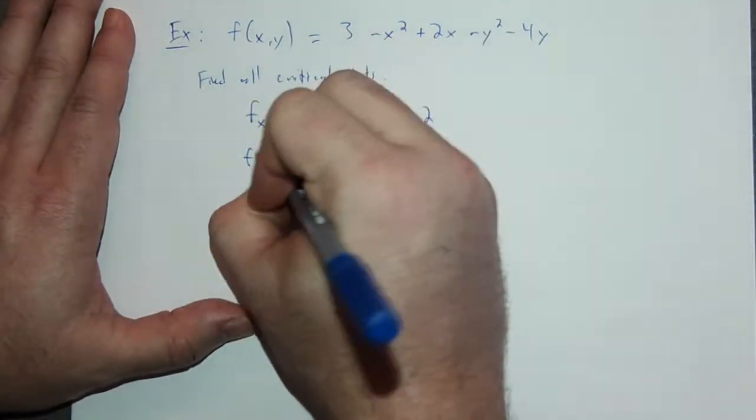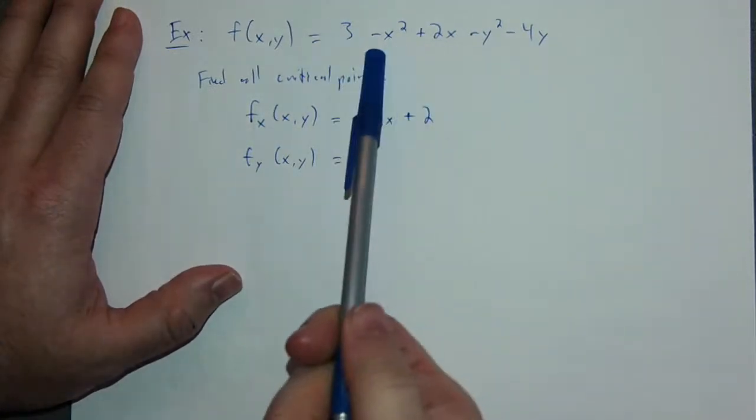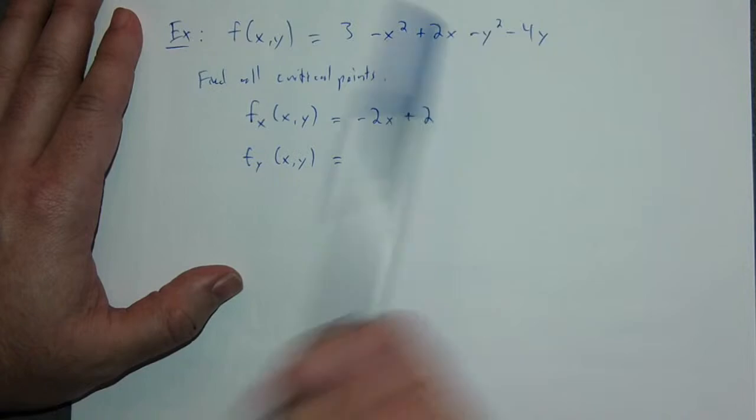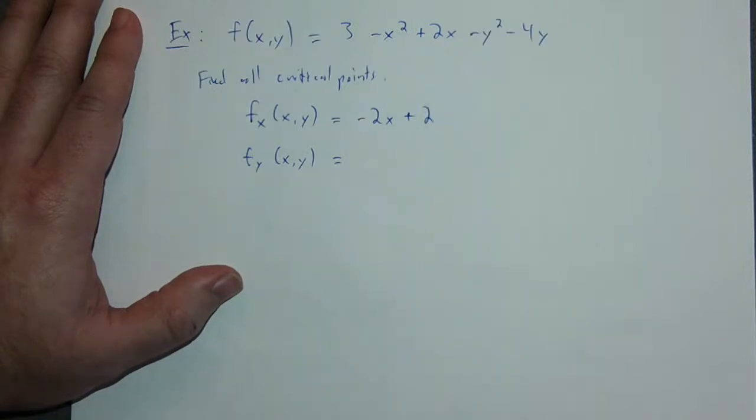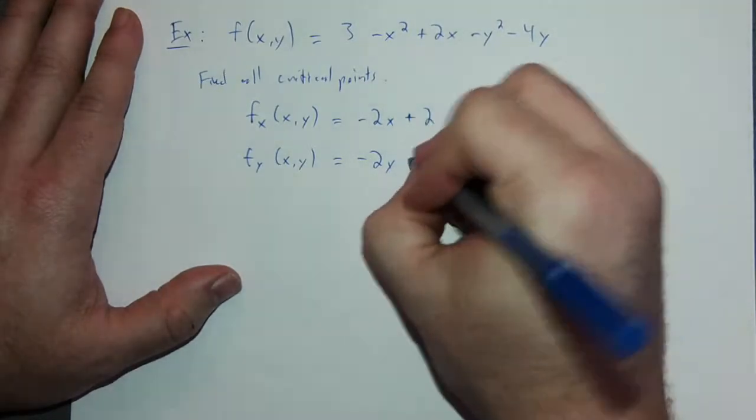My y partial: y partial of 3 is 0. Y partial of minus x squared is 0. Y partial of 2x is 0. Y partial of minus y squared is minus 2y. And y partial of minus 4y is minus 4.